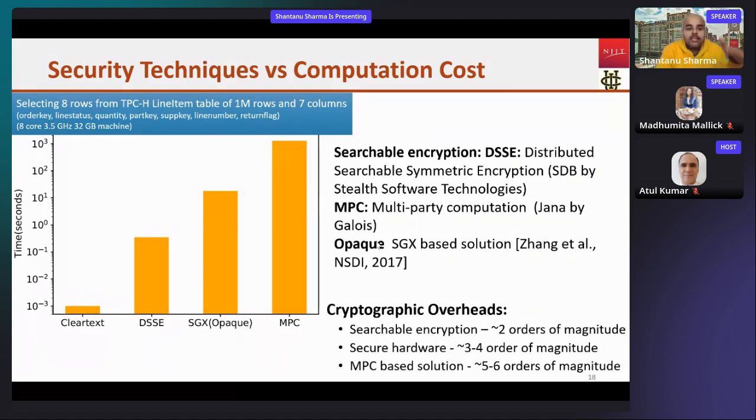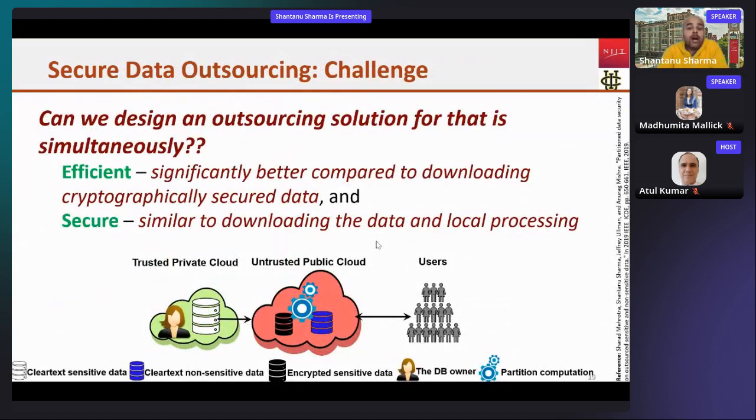So these slides tell us that there are techniques, but achieving the same level of performance as we have in the clear text database system is not there yet. So we still need to develop efficient techniques that can achieve the same level of performance, or a little bit similar to the clear text database system. So how can we do it? Is there any way that we can get a little bit closer to the clear text based processing or not?